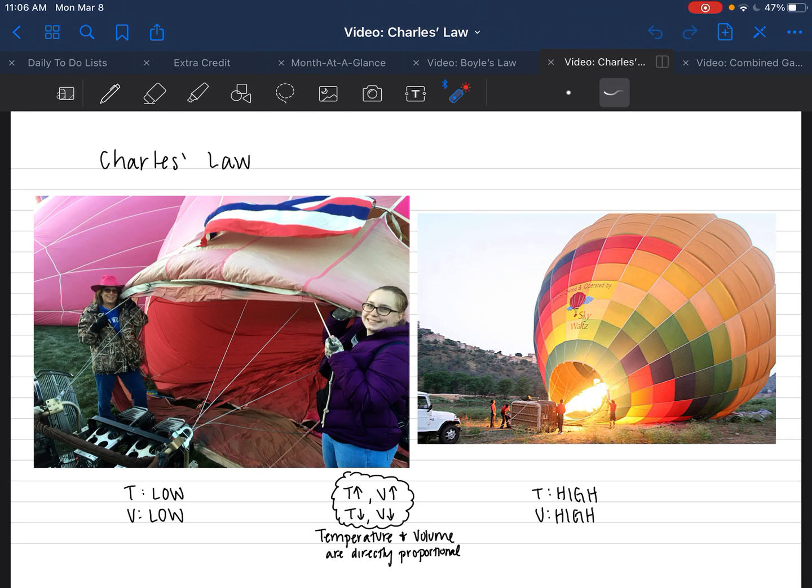So on the right-hand side, after it's filled with enough air to get you started, you will start to increase the temperature by blowing a flame directly into that balloon. You can also see that that balloon is starting to lift off of the ground, which tells us that the volume has gotten even greater. It has increased.